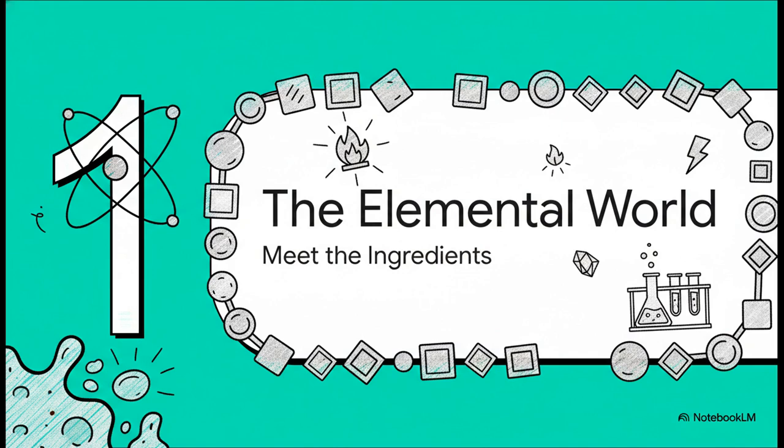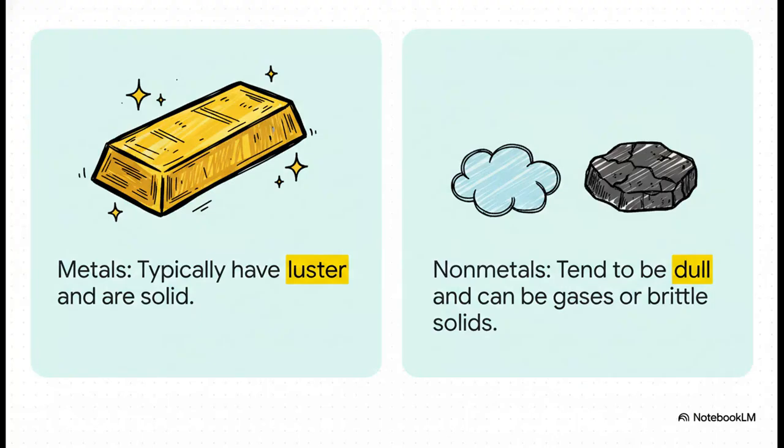In the world of chemistry, we call them elements. These are the purest substances you can get. They can't be broken down any further, and each one has its own totally unique personality. Now, on a really basic level, we can sort of group these elements into two main flavors, just based on things we can see and touch.